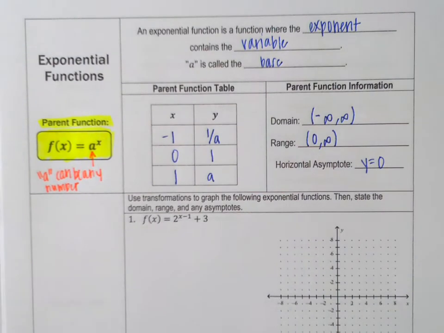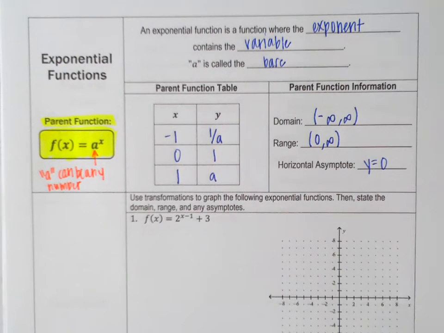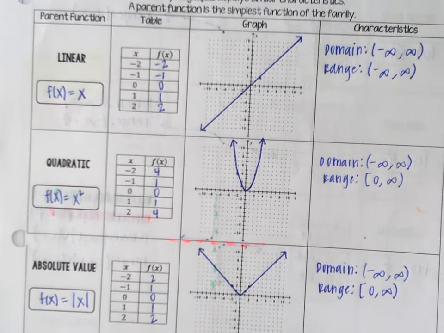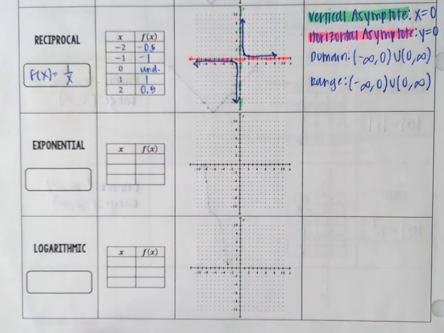So if you have your parent function tables from the beginning of the semester, I'm actually going to add this in just in case you want to use that. You have it in one place, but I'm going to plug in that information into my parent function table underneath here. So we had filled in all of these from before: linear, quadratic, absolute value, cubic, and so on. And then I'm going to plug in the information for exponential.